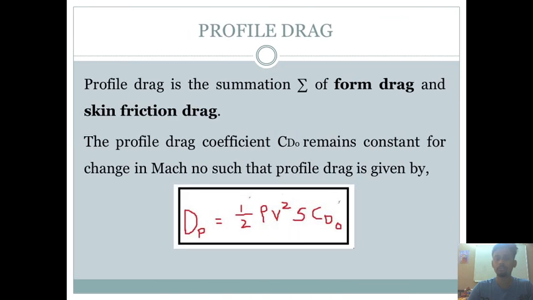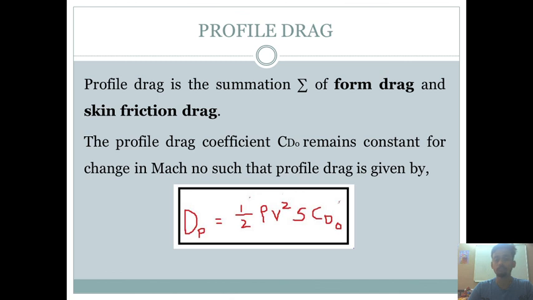Now let us see about the profile drag. The profile drag is the summation of the form drag or the pressure drag and the skin friction drag. The profile drag coefficient CD0 remains constant for the change in Mach number, such that the profile drag is given by profile drag DP is equal to half rho V squared S CD0. CD0 is the profile drag coefficient.